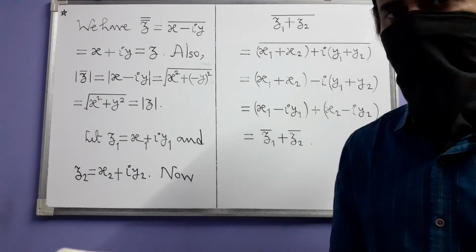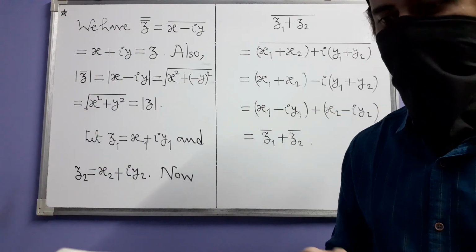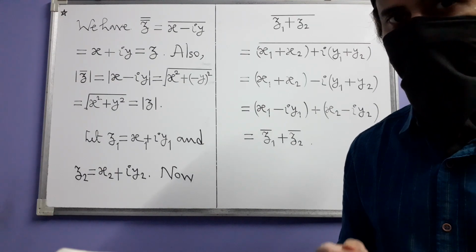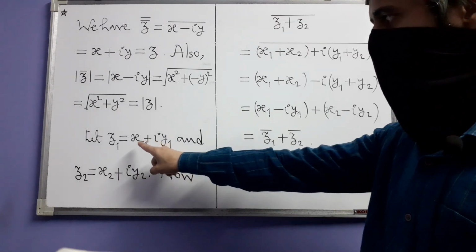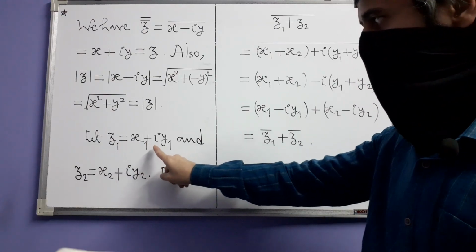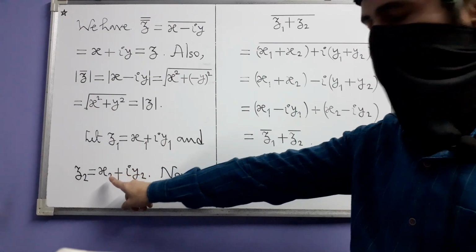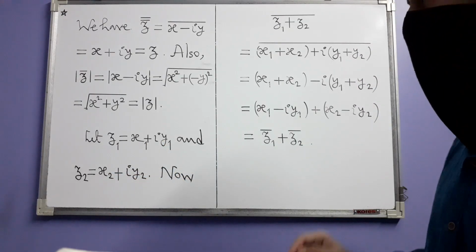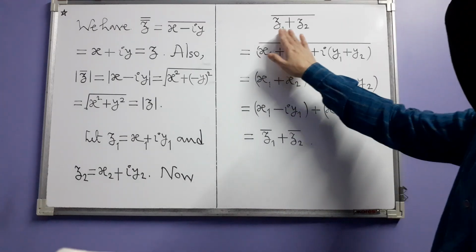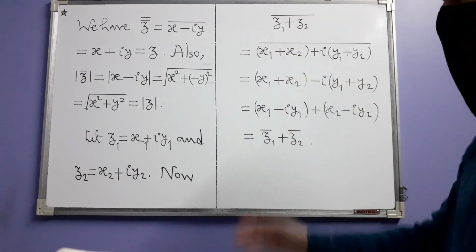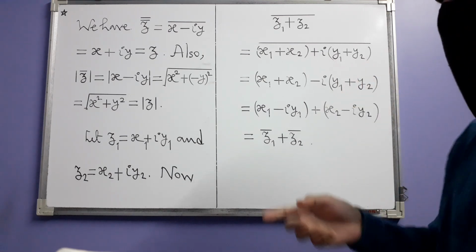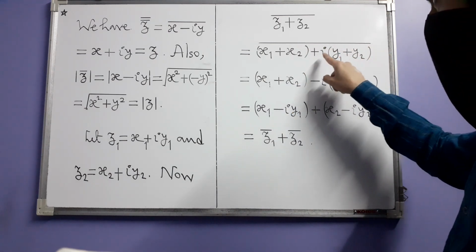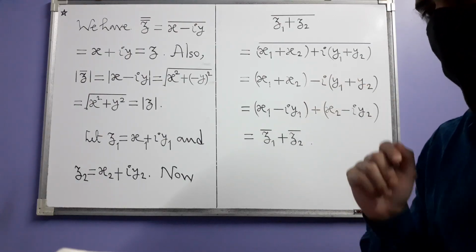Next, we want to see how complex conjugate behaves with addition, subtraction, multiplication, division of complex numbers. So we take two complex numbers, z1 which is x1 plus iy1 and z2 which is x2 plus iy2. Let's first calculate the conjugate of z1 plus z2. z1 plus z2 is of course this by the definition of complex addition. And then you take complex conjugate, that means you change the sign of the imaginary part.